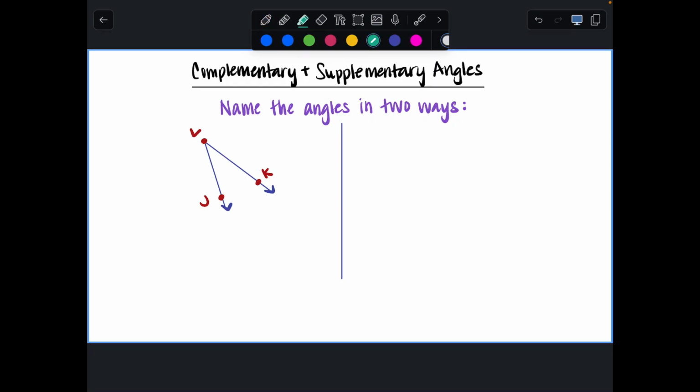Okay, we're going to learn how to name an angle. So we're always going to be focusing on the vertex. When we name this angle, I can say that this is angle L. Or you can use all three letters, making sure that L is in the middle. So it could be JLK or KLJ.